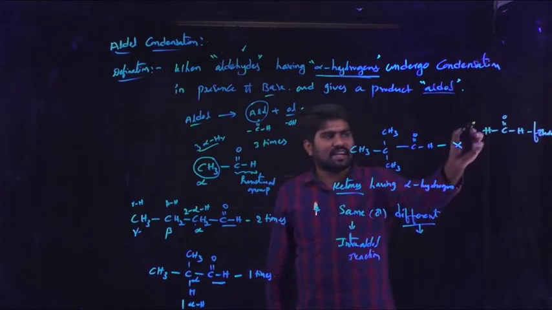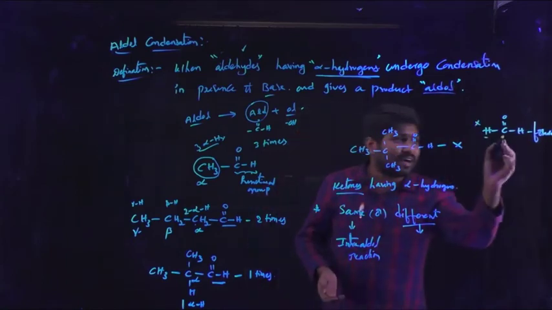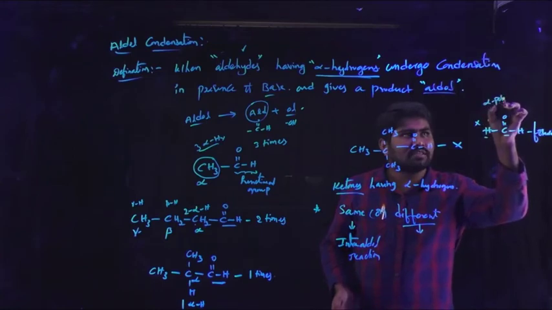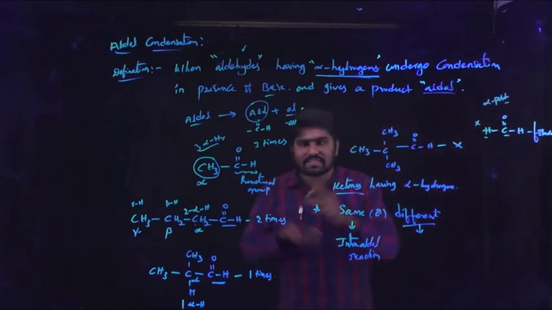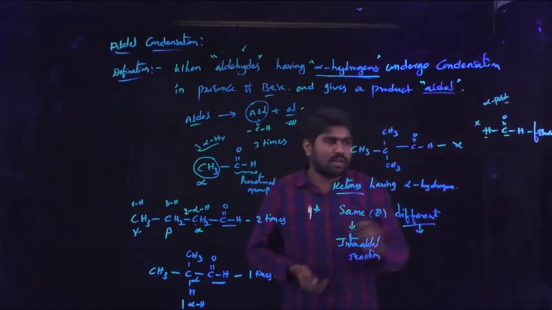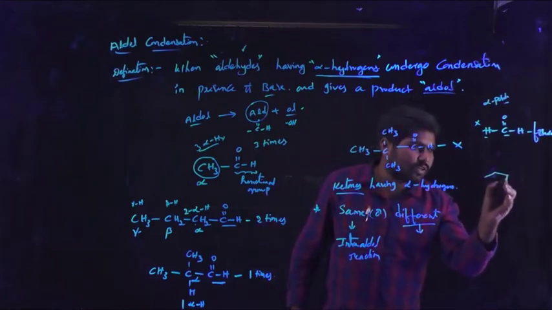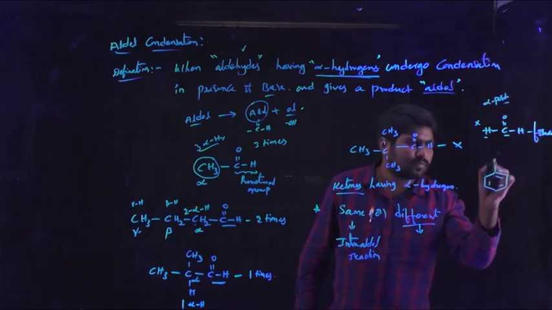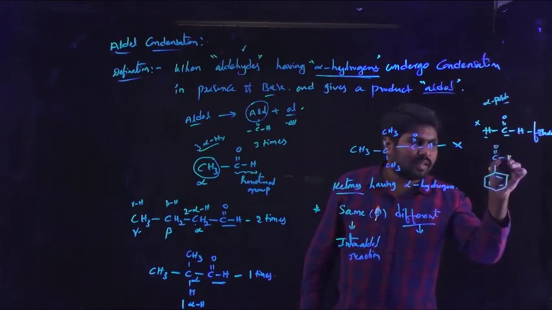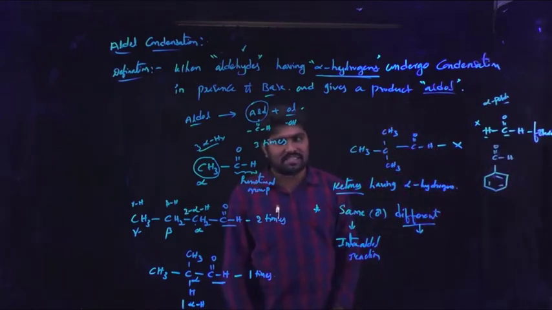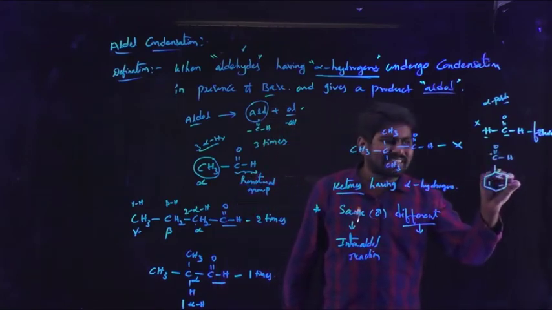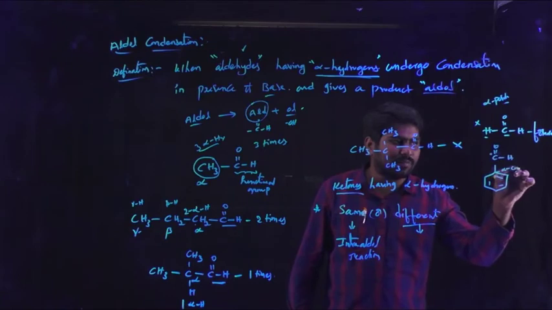This molecule does not participate in the aldol reaction because the functional group does not have an alpha position. When coming to the benzaldehyde molecule, this is benzaldehyde molecule and this is its functional group. This is the alpha carbon atom.